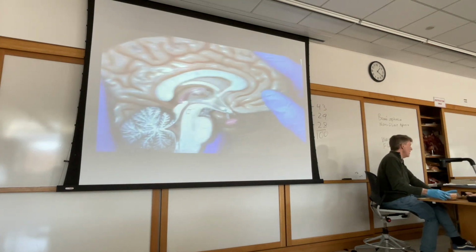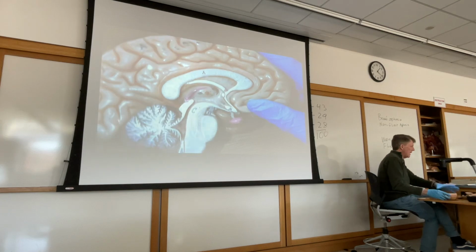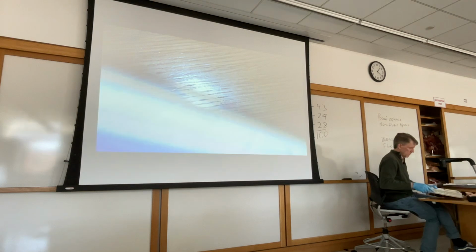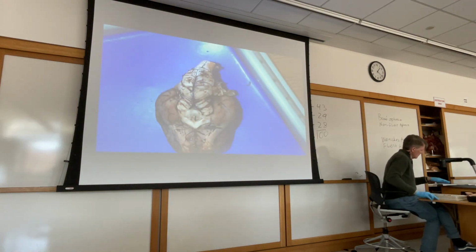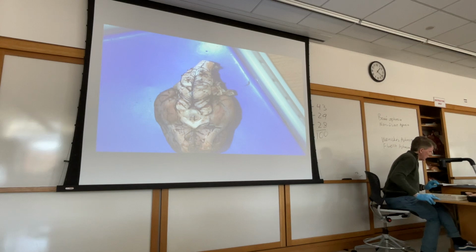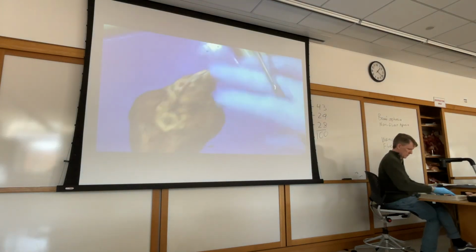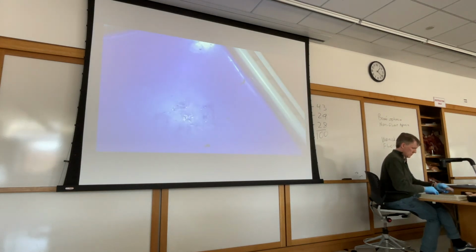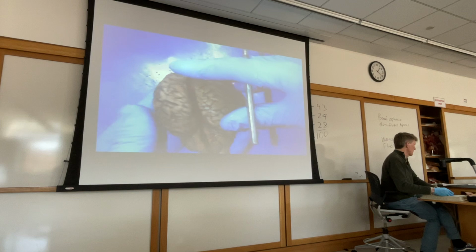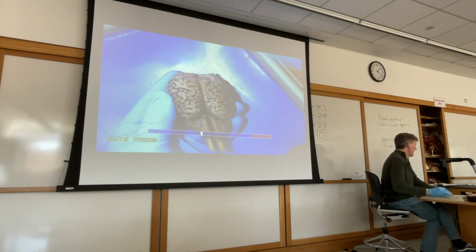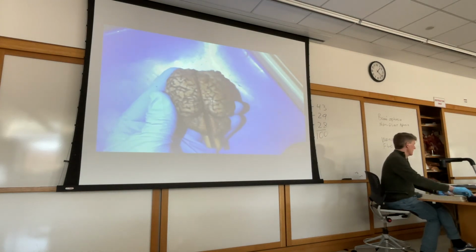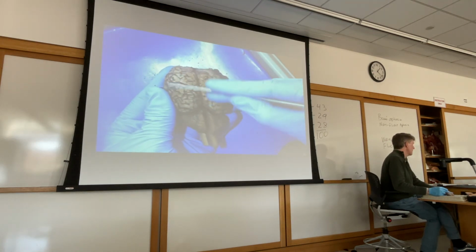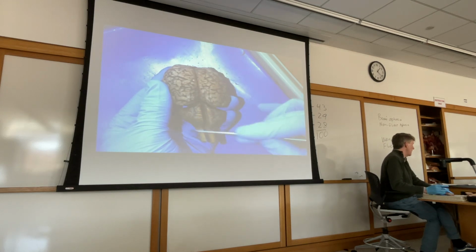All right, that's pretty much it for the plastic model. Now let me show you the stuff on the sheep brain. So here's a sheep brain, and obviously you can see the cerebrum here, and then you see the cerebellum back here.